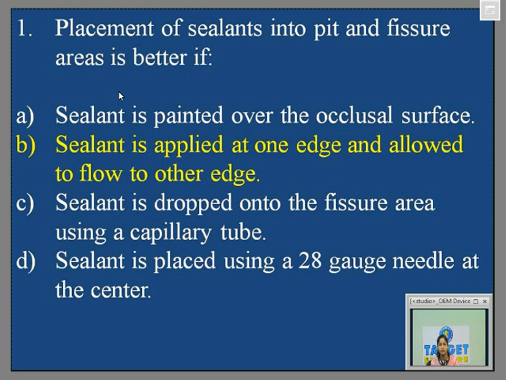Or if the question says that when a sealant is applied to the occlusal pit and fissures, what becomes most crucial? The most crucial fact is that there should be mechanical retention between the sealant and the etched enamel. So, adequate retention or mechanical retention between the sealant and the etched enamel. These are two important things. Whenever they ask you about sealant, this has to be in your mind.